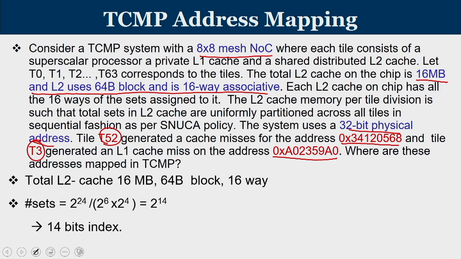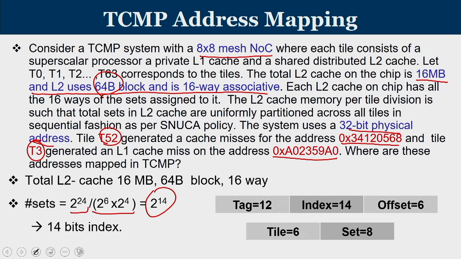So, first we have to find out the total number of sets in L2 cache. It is 16 MB. So, cache size 2 power 24 bytes divided by block size. We are talking about blocks of 64 bytes, so it is 2 power 6, and associativity is 16. So, altogether I have 2 power 14 sets that is scattered across 64 tiles. So, to represent a set number, we require 14 bits index.